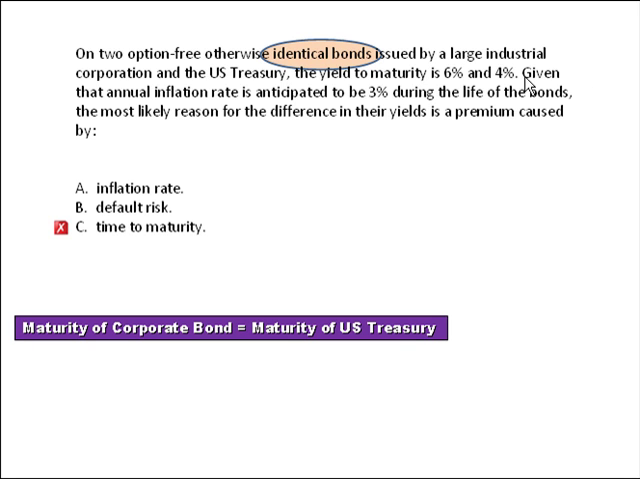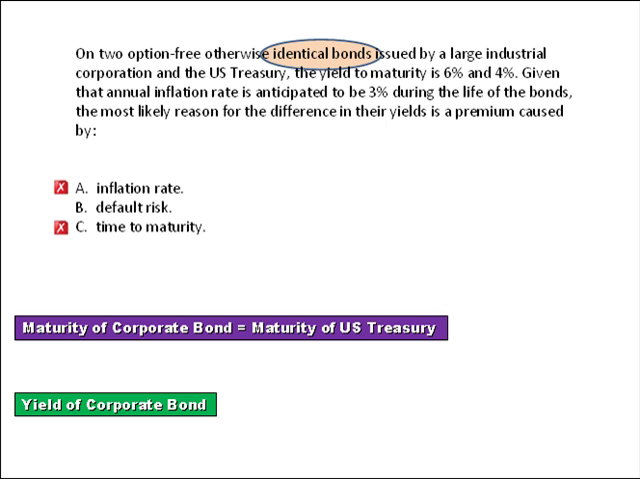The next statement says that the inflation rate is anticipated to be 3% throughout the life of the bonds. So that means each bond is identical. They're going to be affected by the same inflation by the same amounts throughout that time. So that can't explain why they have this difference in the yield. Now that leaves us with B, default risk.